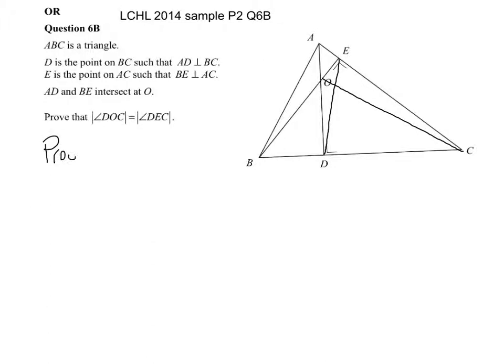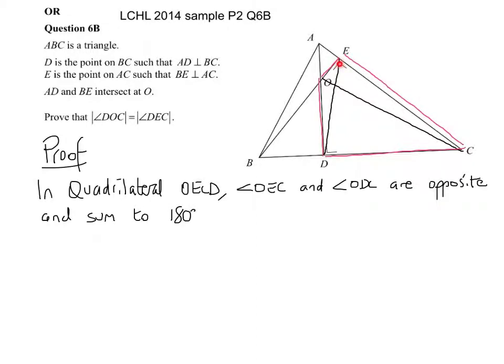Moving on to the fourth step, which is actually just the proof. And the key thing about the proof is to look at the quadrilateral OECD. And we look at the angles OEC and ODC, which are opposite each other, and they're both 90 degrees. And in this quadrilateral, those two angles are opposite and sum to 180 degrees.